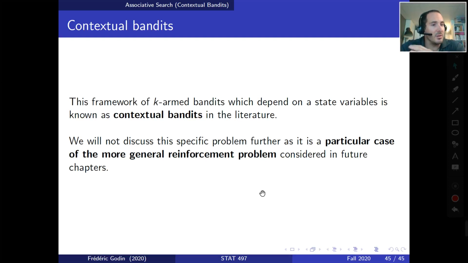Okay, so this generalization, I've explained it briefly. However, we will not discuss this one more in depth right now because we will see that this contextual bandit problem is a particular case of the more general reinforcement learning problem we will face in future chapters. Okay, so instead of considering contextual bandits, we will consider even more general problems for which contextual bandits are a particular case.